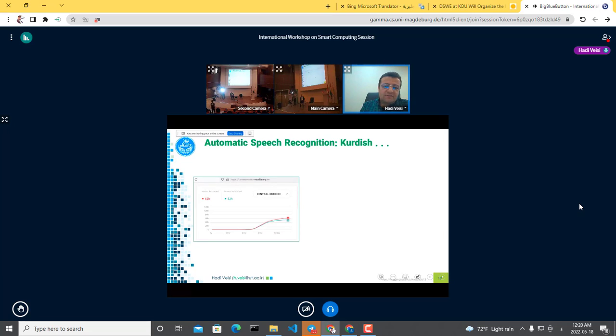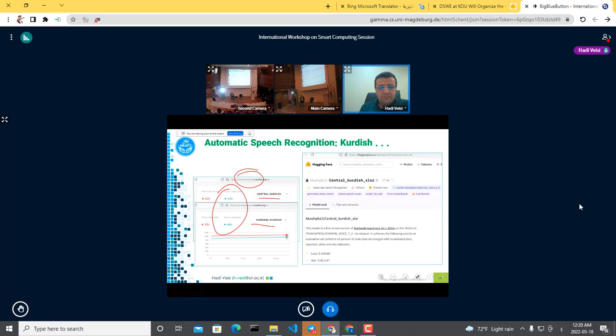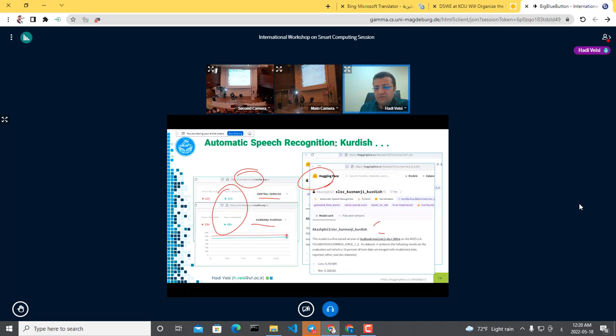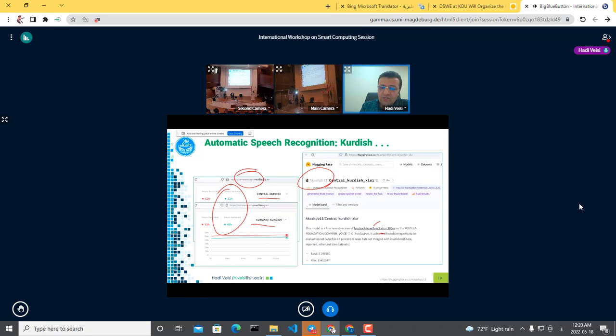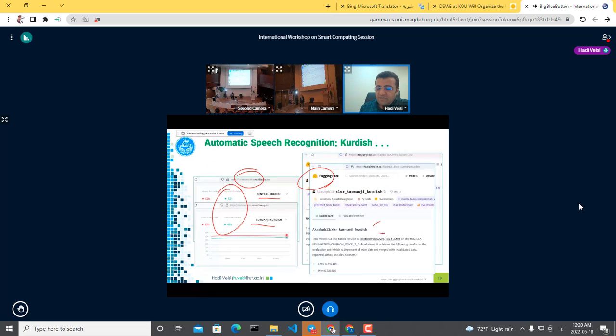Also, there is another work from Amazon Common Voice for Central Kurdish and for Kermanji Kurdish. There are good datasets now available for Kurdish speech recognition, and a guy whose ID is here used the Facebook XLS pre-trained network and used the Amazon data to develop a speech recognition system for Kurdish. However, as you can see, the word error rate is very high.